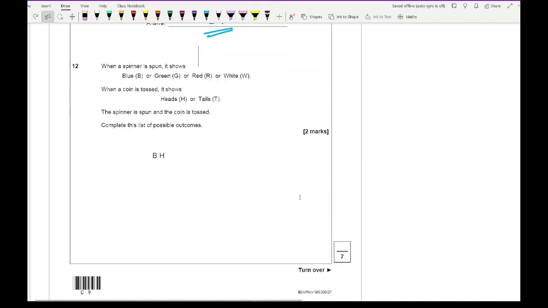For question 12, it says, when a spinner is spun, it shows either blue, green, red, or white, and when a coin is tossed, it shows heads or tails. The spinner is spun and the coin is tossed.